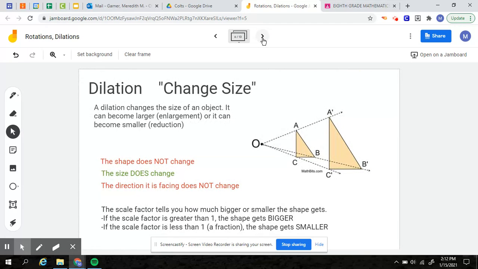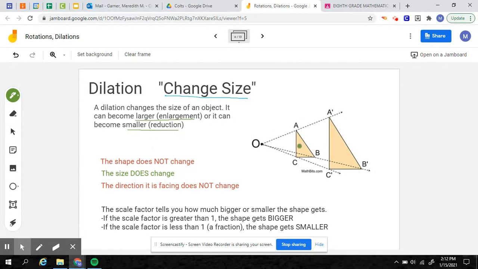On slide 6, you will see that we have our fourth movement, which is called a dilation. For dilation, this is really just a change in size. So just like the other movements, we have those simple words to remember it. Dilate, you will think change size. It can be either getting bigger, which is what we call an enlargement, or it can mean getting smaller, which is what we call a reduction.